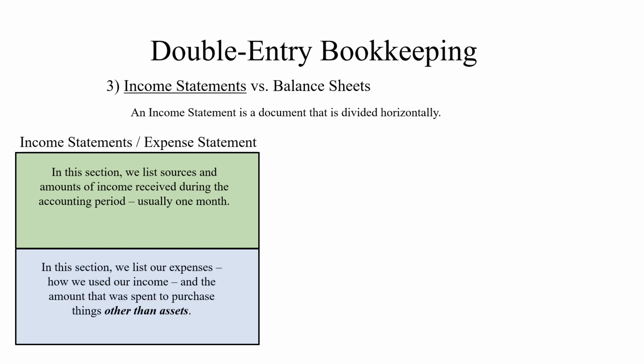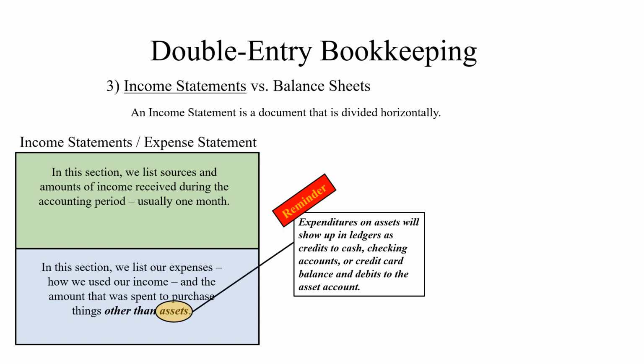In the bottom section, we'll list our expenses, how we used our income, and the amount that was spent to purchase things other than assets. As a reminder, recall that expenditures on assets will show up in ledgers as credits to cash, checking, or credit card balance, and debits to the asset account.